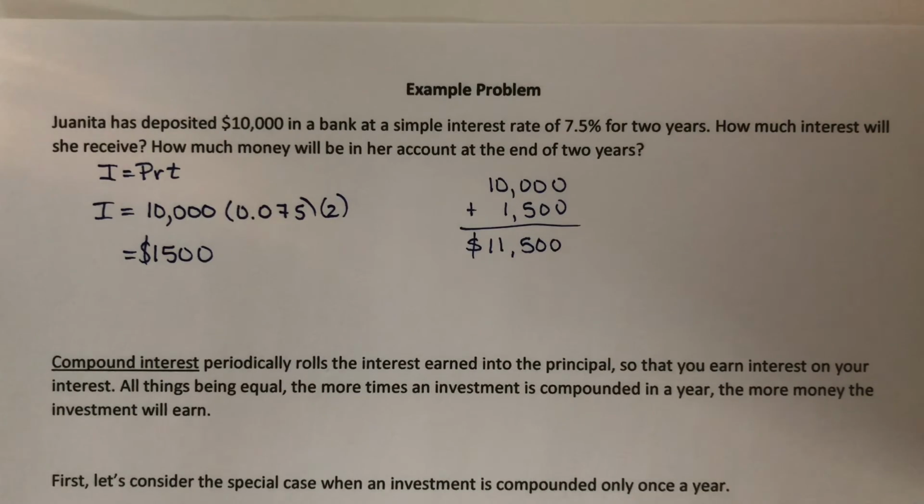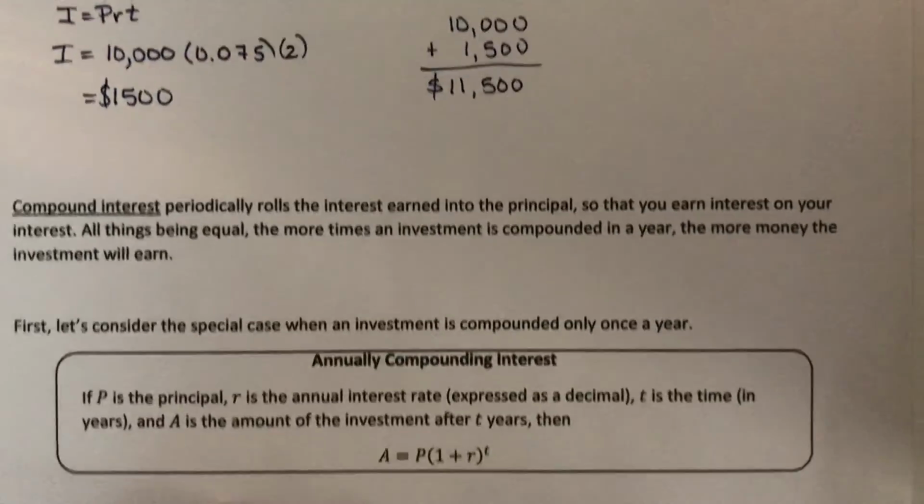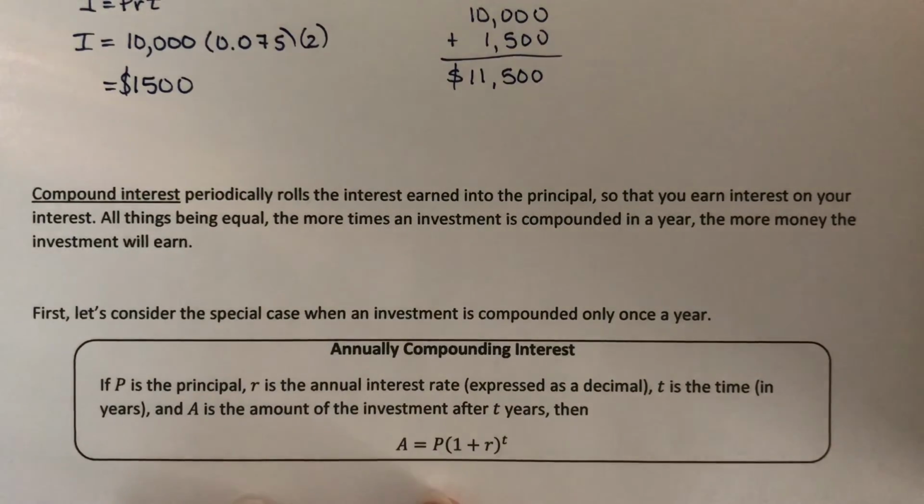All other things being equal, the more times an investment is compounded in a year, the more money you end up making. If you're investing the same principal at the same rate for the same number of years, if it's compounded monthly, you're going to earn more money than if it's compounded annually or semi-annually. First, we're going to talk about annually compounding interest, as opposed to simple interest. This is only compounded once a year, and we're going to see that you do end up making more.